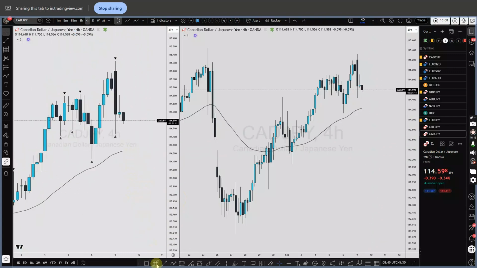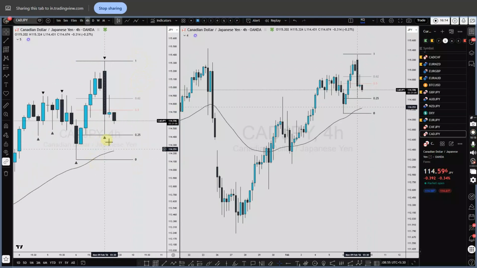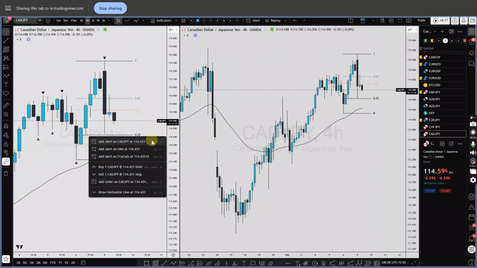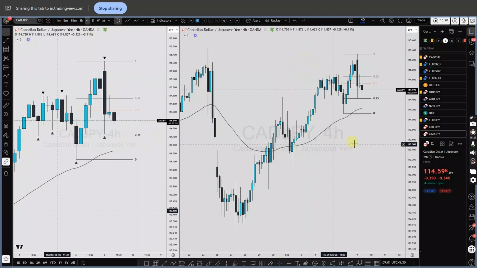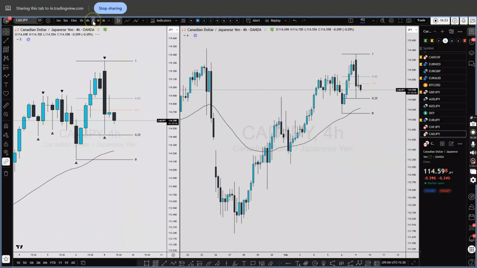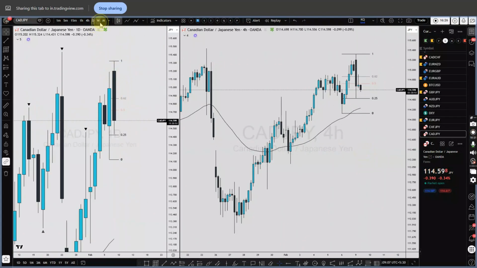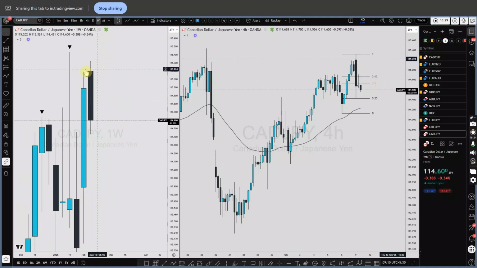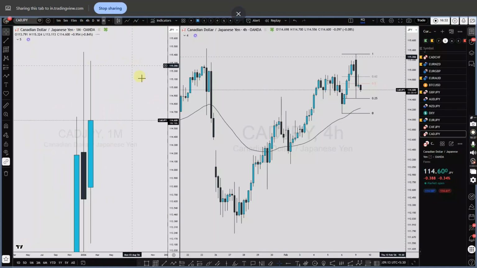I have a clean setup in CAD JPY, and it looks like the position is already triggered. No, it's not. I'm going to place my orders at around this level. Let's wait for it. Let's see what the daily bias is, by the way. The daily bias was bullish and we have already cleared it. The weekly bias was bullish and we already cleared the previous weekly high.